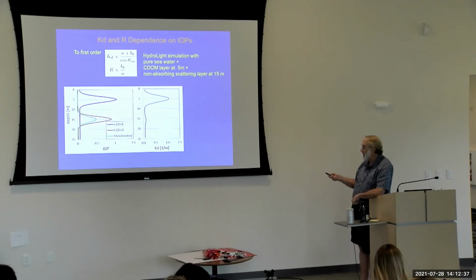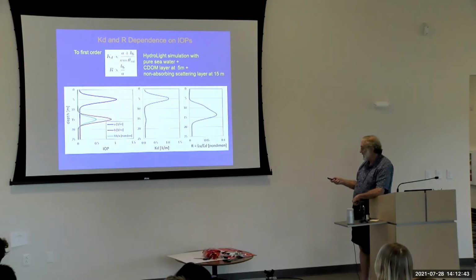What does the irradiance reflectance look like? Well, here it is. Notice it's got a peak, but it's above the scattering layer.